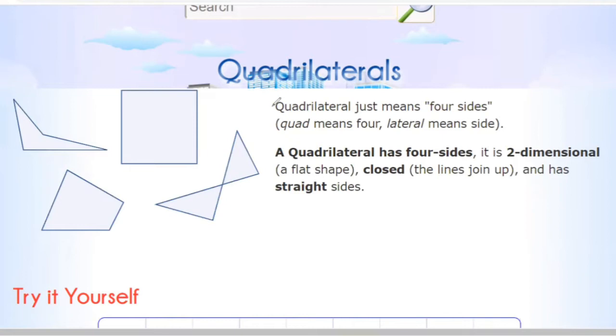So as a definition, we can see in the word itself, quadrilateral just means four sides. Quad means four, lateral means sides. So any four-sided polygon we can call a quadrilateral. A quadrilateral has four sides and it is a two-dimensional, flat shape, and it must be closed, the lines must be joined up, and it has straight sides. These are the only conditions to become a quadrilateral.